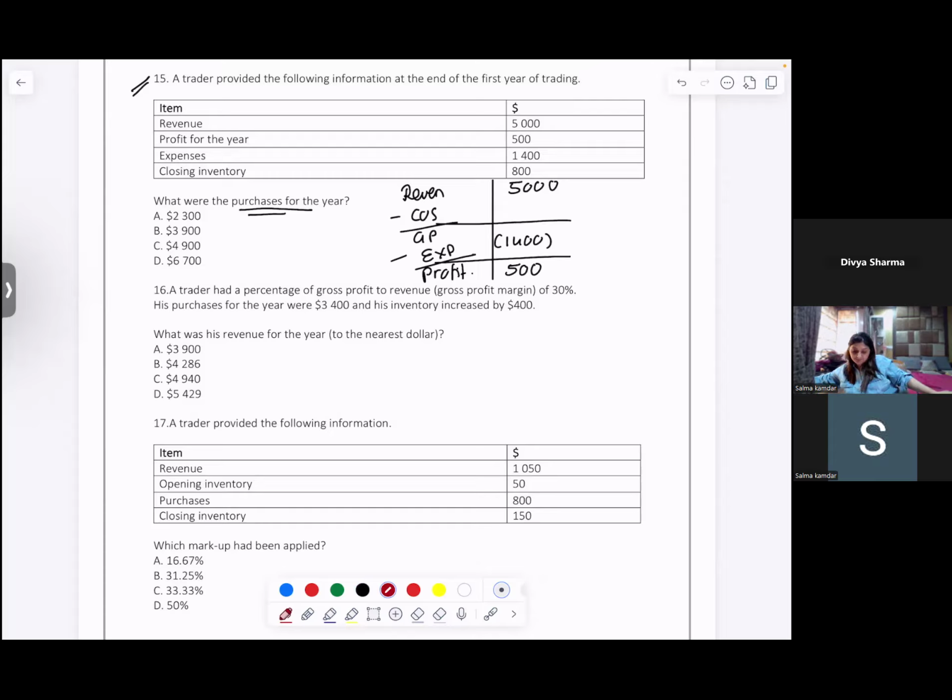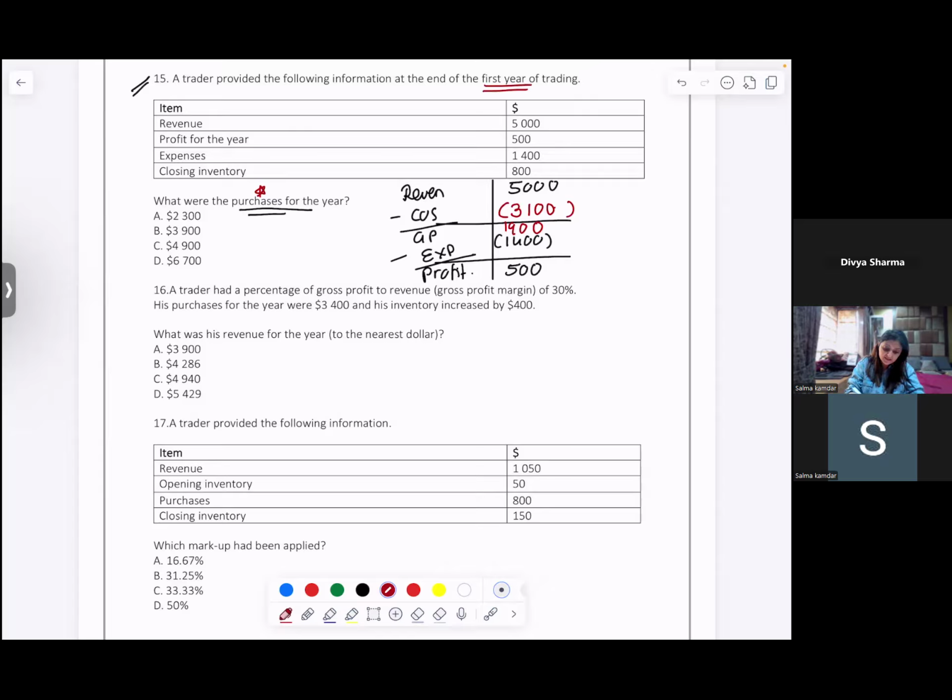This will help us to find the gross profit. If you're going from down to up, you do reverse. So 500 plus 1,400, our gross profit is 1,900. And our cost of sales, again you would do reverse, it is 3,100. But we don't want cost of sales, we want purchases. So how do you find purchases?